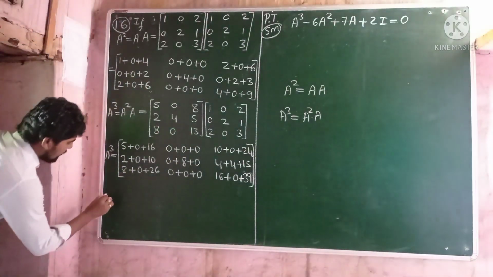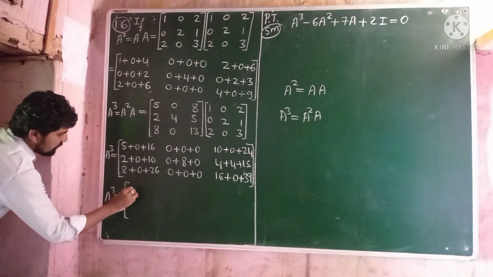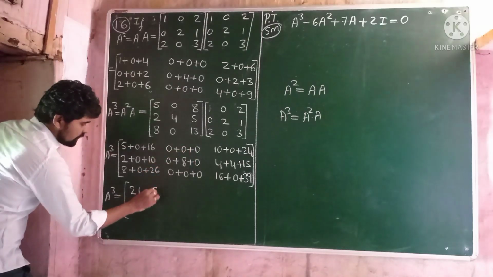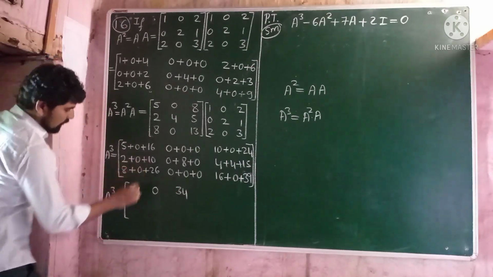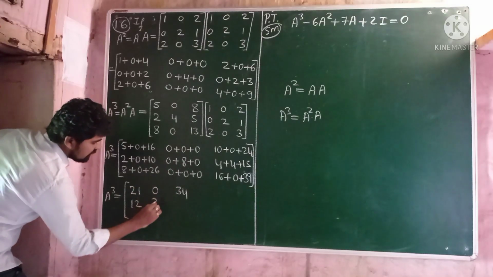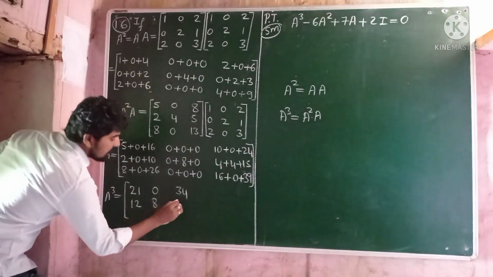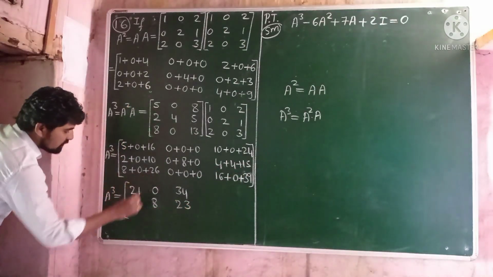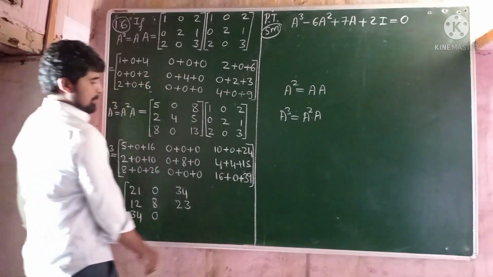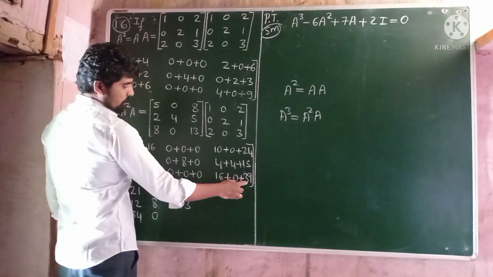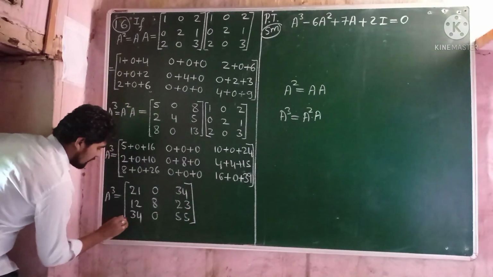Therefore, the required matrix A cube is equal to: 16 plus 5 is 21, 0, 10 plus 24 is 34, 2 plus 10 is 12, 8, 4 plus 4 is 8, 8 plus 15 is 23, 8 plus 26 is 34, 0, 16 plus 39 is 55. And this is the required matrix A cube.